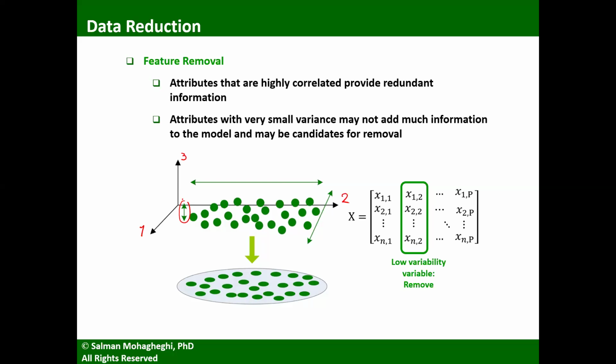In that situation, what we can do is remove that dimension number 3 and map this three-dimensional data set into a two-dimensional data set as I'm showing here. Mathematically speaking, it's like removing one of the columns that is associated with that predictor with a very low variability. For example, you remove this column and you're taking one dimension off of your data set.